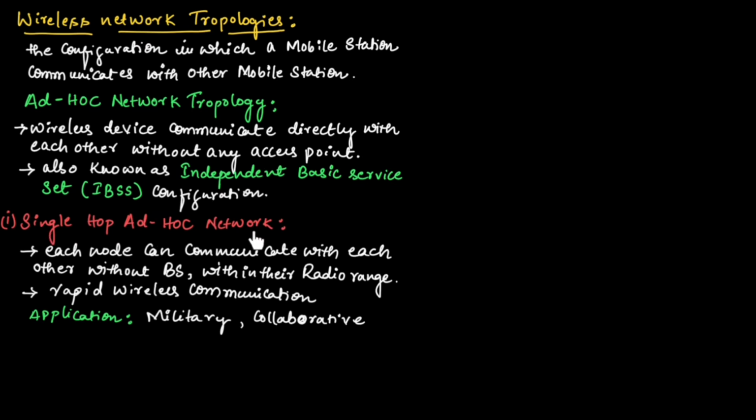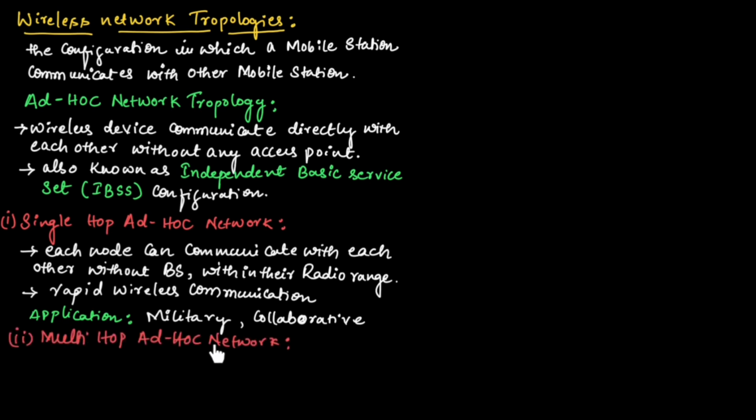In single hop ad hoc network, each node can communicate with each other without any base station, so in between a base station is not required. Each mobile station can communicate with each other directly within their radio range. These networks are very useful in rapid wireless communication. Applications of single hop ad hoc network are military applications and collaborative applications.